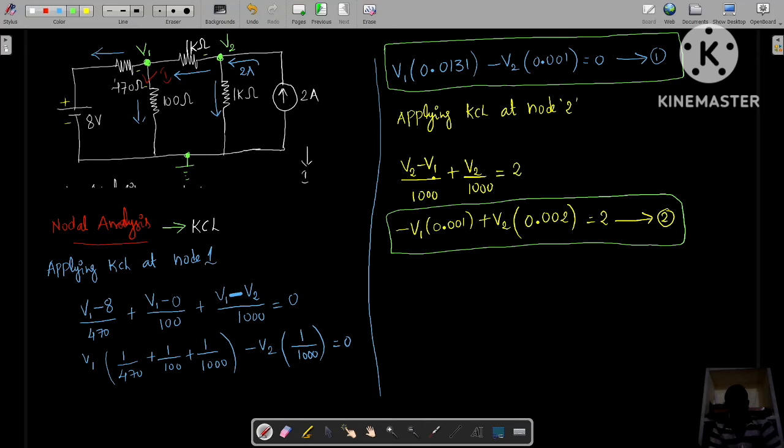Okay, so let me do it with the help of a calculator here. You can solve these types of problems using a scientific calculator. Now we are solving two equations with two unknown variables.